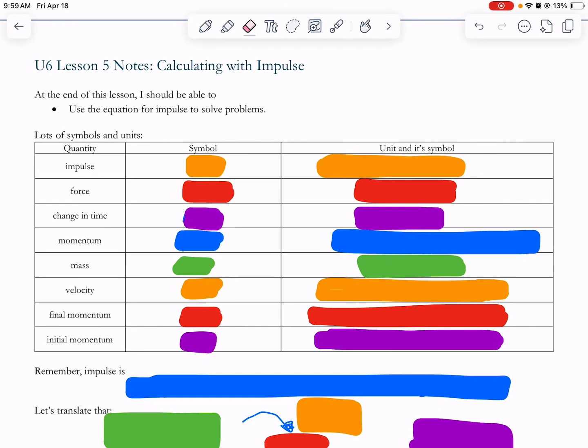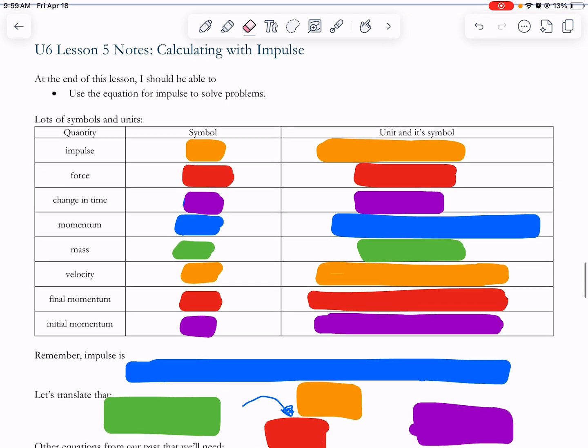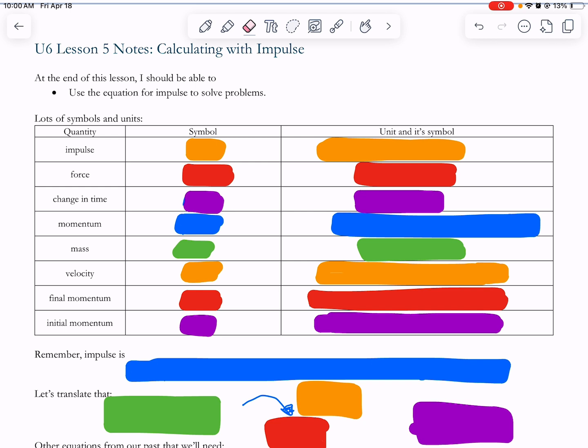Hi guys, in this video we're going to talk about calculating impulse. We're just going to do the first little bit here. And so at the end of lesson 5 you're going to understand how to do some calculations with impulse. We've already learned about what impulse is, but now we're going to do some calculations with it.